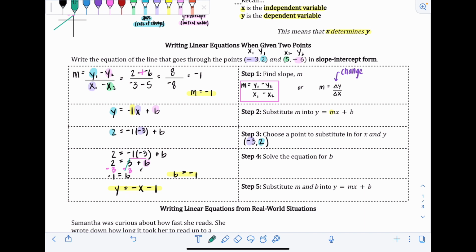So when writing an equation through 2 points, you need to find m and b. You can follow these steps anytime you have a problem like this where you're asked to write the equation in slope-intercept form from 2 points.